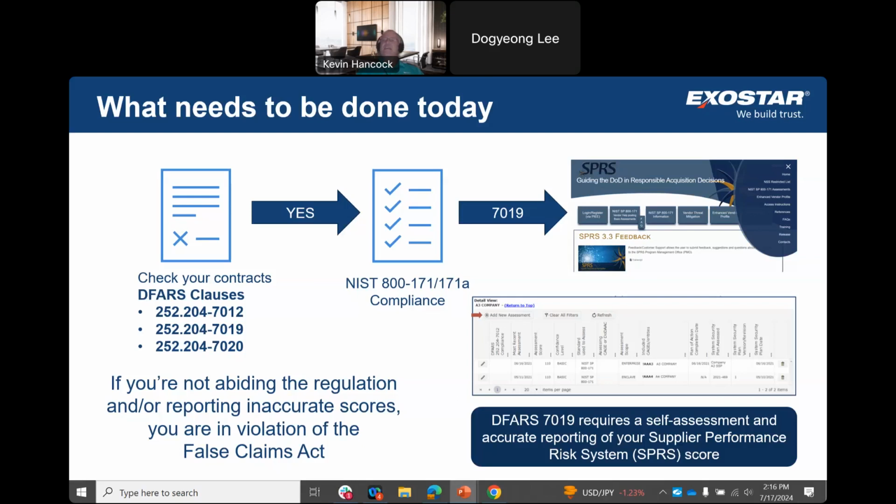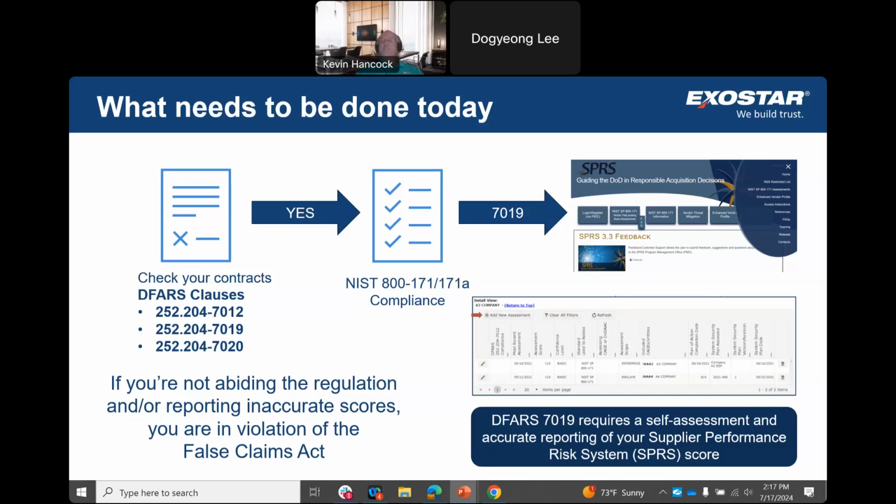If you've got that 7019 clause, you're also required to do that self-assessment against those controls, generate that score of how you're doing, and then enter that score into the Supplier Performance Risk System. That SPRS score is only seen by the DoD. It goes into your overall risk score as a supplier to the Department of Defense.